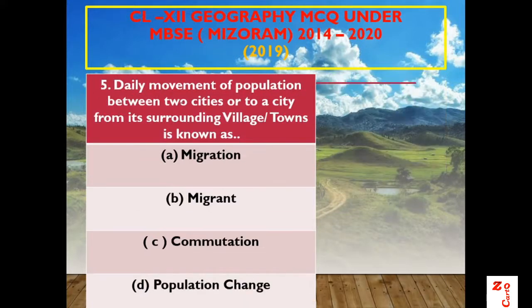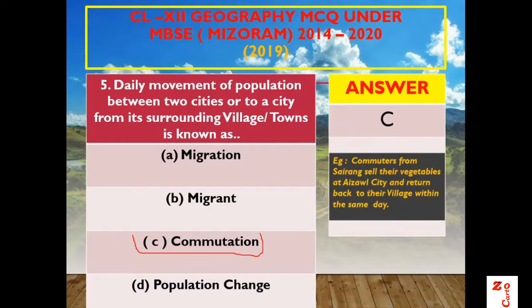Daily movement of population between two cities or to a city from its surrounding villages and towns is known as A. Migration, B. Migrant, C. Commutation, D. Population change. C. Commutation.